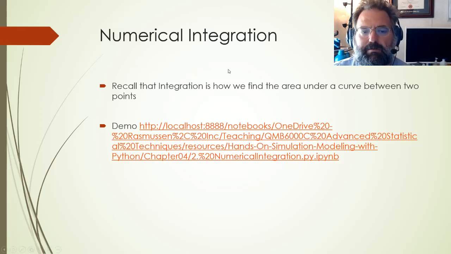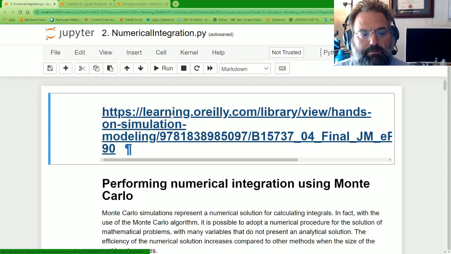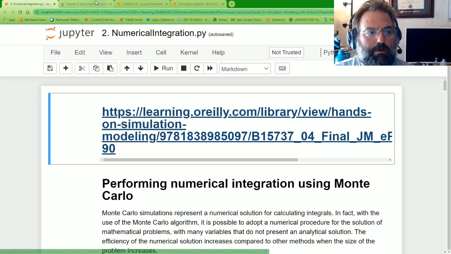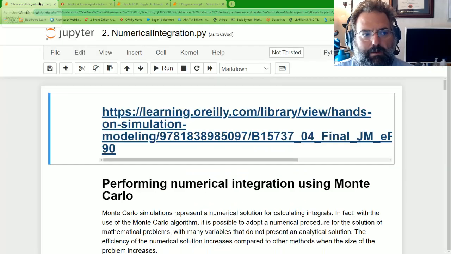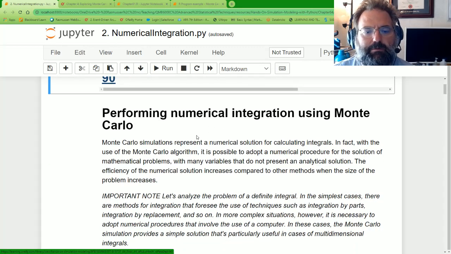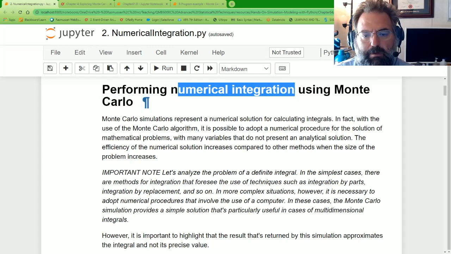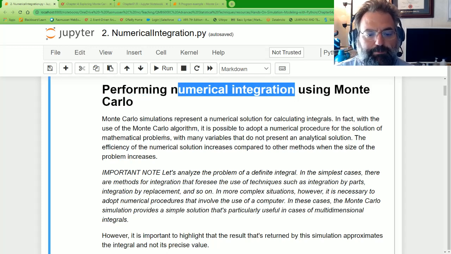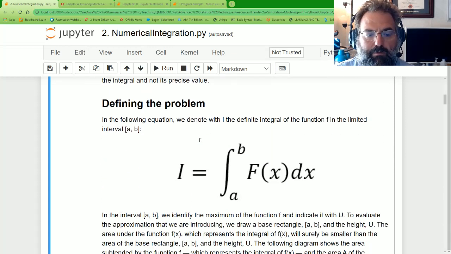Integration and all that good stuff, that's not this class. But we'll go over it briefly, and I'll skim over some of the math, right? Again, this is from a nice book that's available to you, Hands-on Simulation Modeling with Python. Chapter 4 talks about Monte Carlo, and that's where we're pulling this from. When we talk about integration, there are times you can't do it the mathematical way, and that's where you use numeric integration, using Monte Carlo to do that. That's basically a way of approximating the integral.